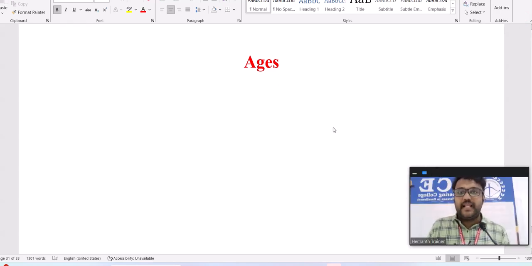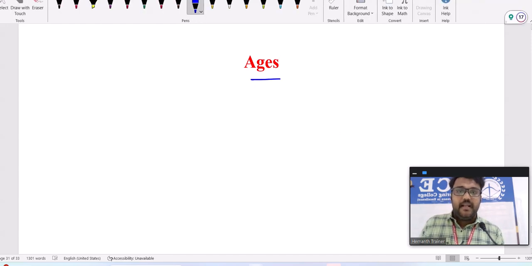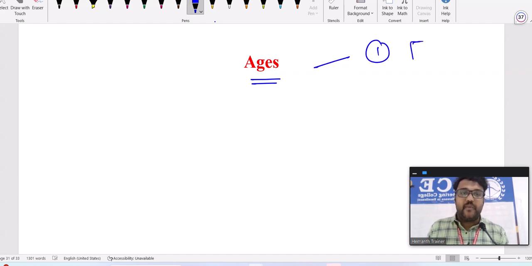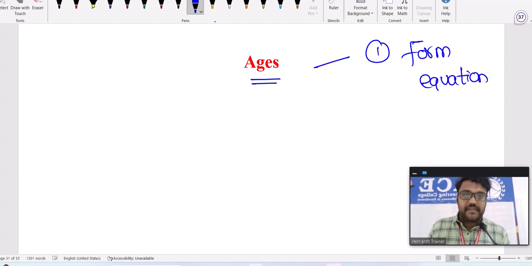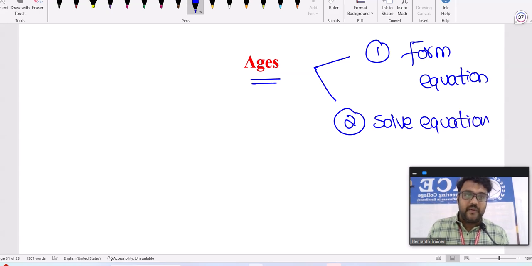Fine, let's focus on the ages concept. This ages concept is a bit simple. It's like forming an equation and solving the equation. Two steps: you need to form the equation from the given data, then solve the equation.